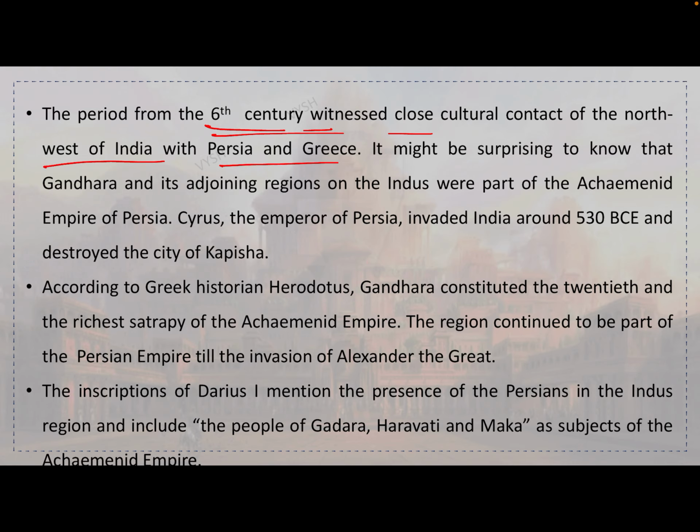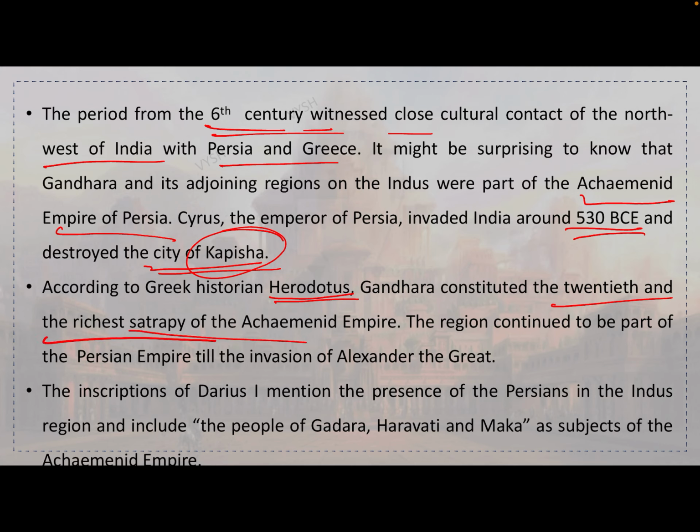It might be surprising to know that Gandhara and its adjoining regions on the Indus were part of the Achaemenid Empire of Persia. Cyrus, the emperor of Persia, invaded India around 530 BCE and destroyed the city of Kapisa. According to the Greek historian Herodotus, Gandhara constituted the 20th and the richest satrapy of the Achaemenid Empire. The region continued to be a part of the Persian Empire till the invasion of Alexander the Great.